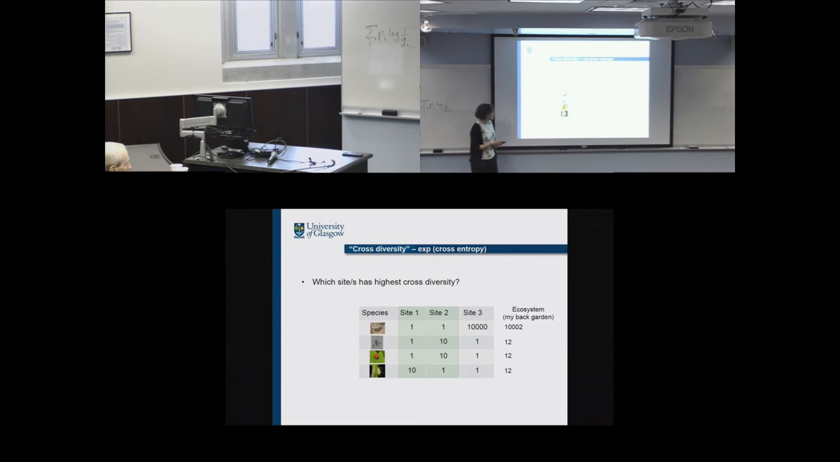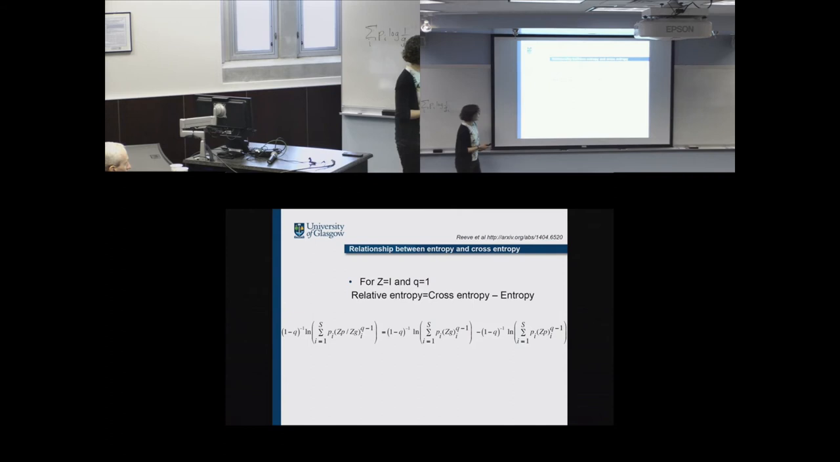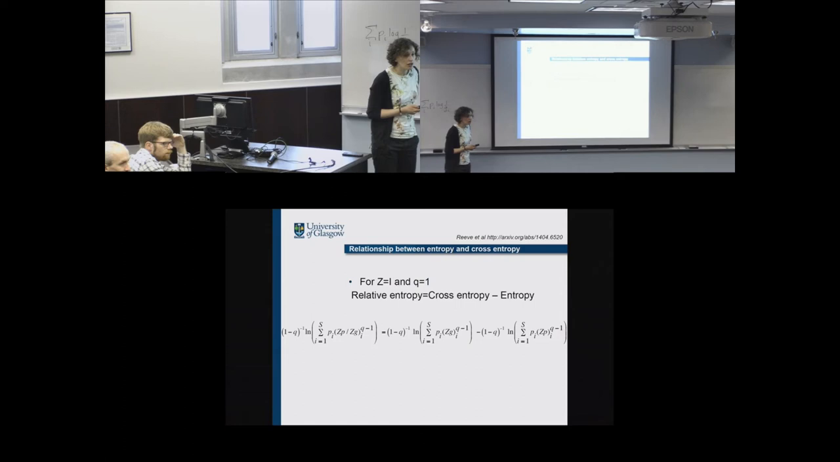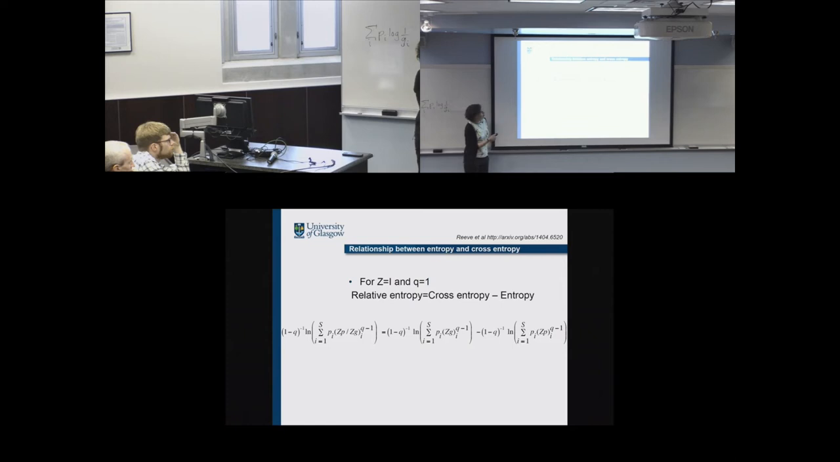Can we push this further? What else can we say? In the special case where Z is the identity matrix and q is 1, there's a relationship between entropy, cross entropy, and relative entropy. So this is the relationship, and these are the formulas. There's your regular entropy here, cross entropy we've seen, and then the relative entropy here. I've sort of generalised them at the moment, but this statement is only true for this special case, for Z equal to I, the identity matrix, and q equal to 1.